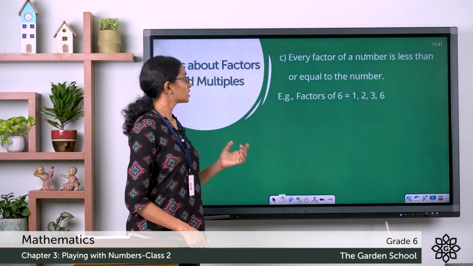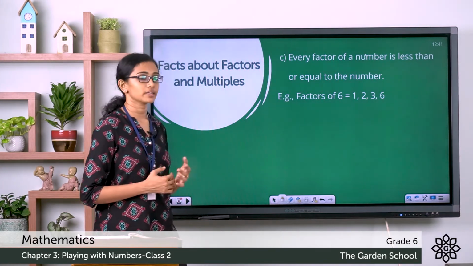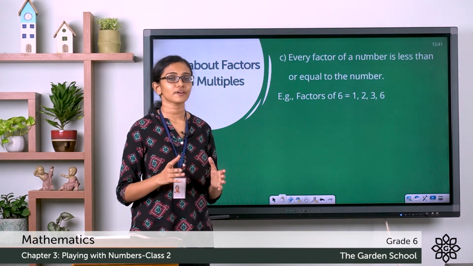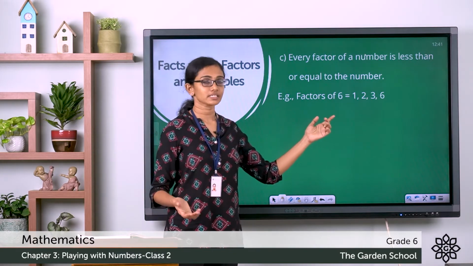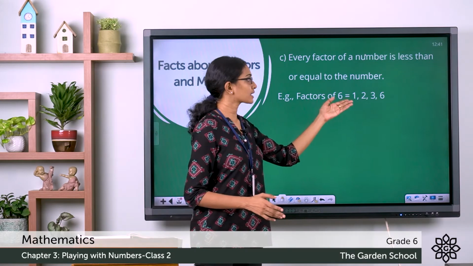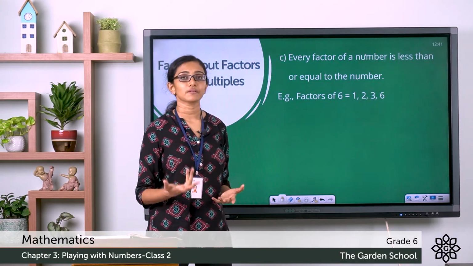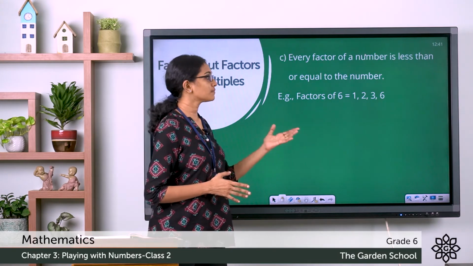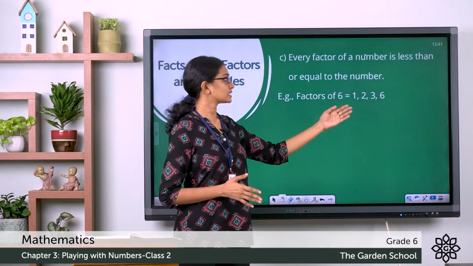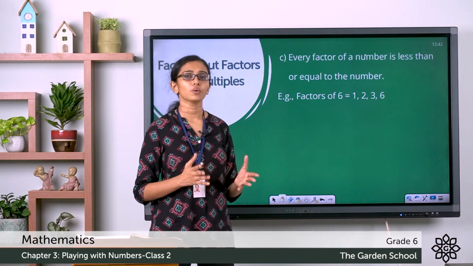Now, every factor of a number is less than or equal to the number. So, if you consider the factors of number 6, the factors are 1, 2, 3 and 6. You see the smallest factor is the number 1 and the greatest factor is that number itself, the number 6. All the factors will be less than or equal to 6. This is the case with every other whole number.